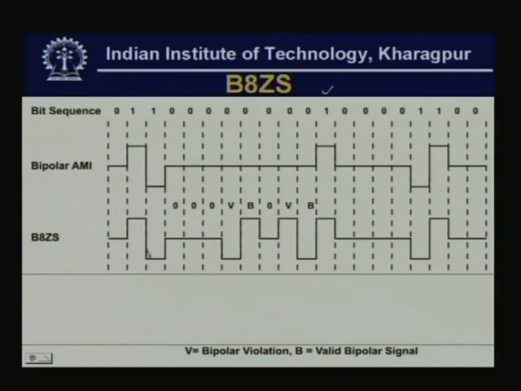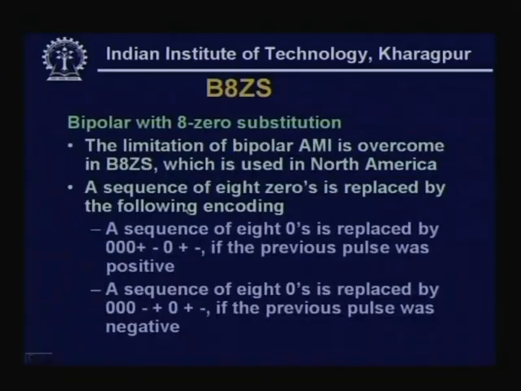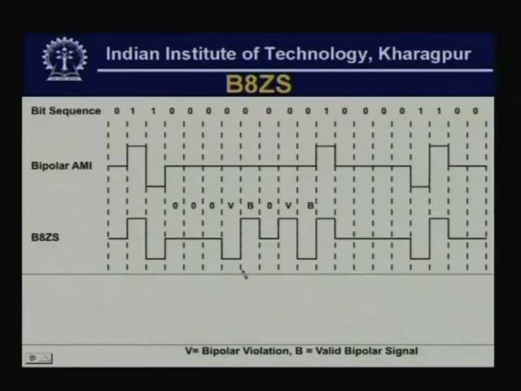So, in this case, since it is followed by a negative transition, as we have seen in the previous case, if the previous pulse was negative, then it will be 0 0 0 negative positive 0 positive negative. That is precisely what is being done. 0 0 0 negative positive 0 positive and negative. So, that has been done in this particular case, and as you can see here, now we have enough transitions, so that at the other end the receiver will be able to regenerate clock and synchronization will be achieved.